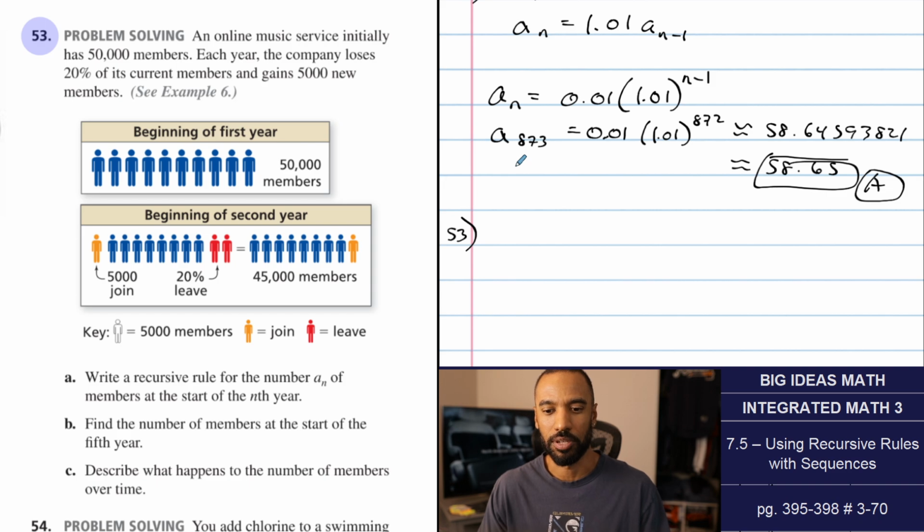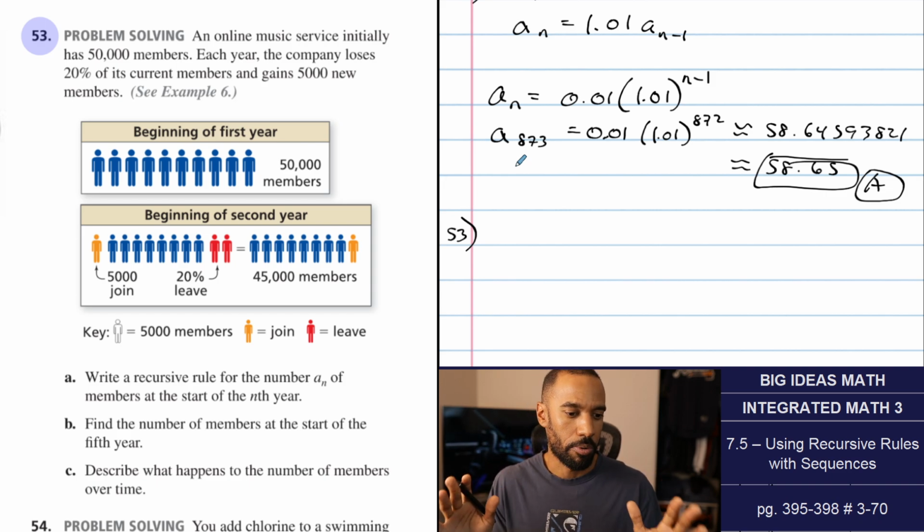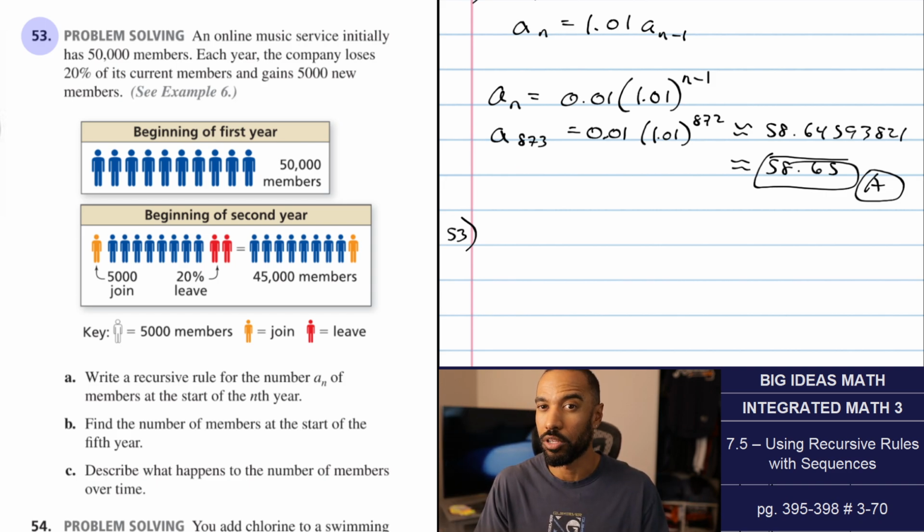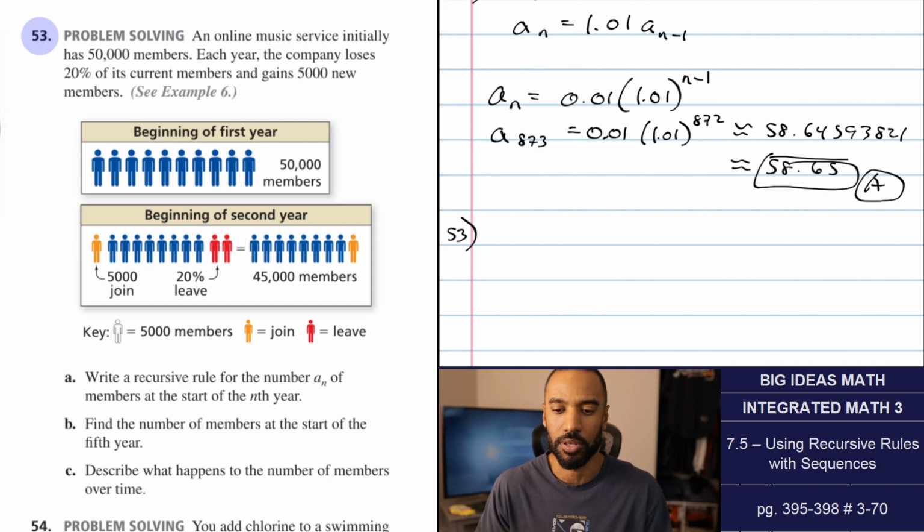Number 53, problem solving. Looks like we might hit some actual word problem basis now. So this might slow to a crawl a little bit. Just got to be ready for that. There was a lot of drill and kill. Probably not so much anymore.